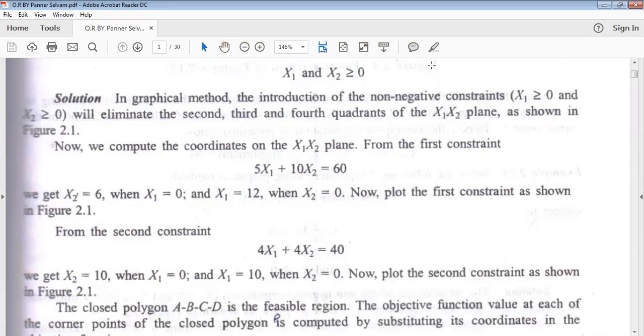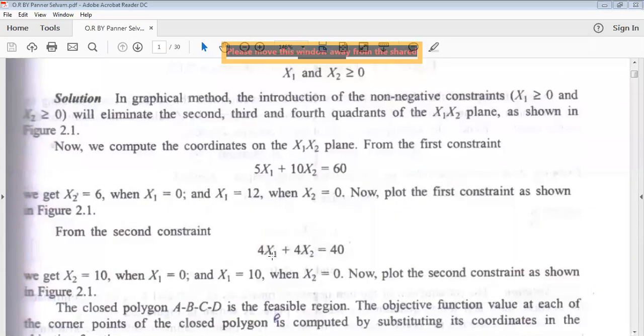Next comes the second constraint, that is 4x1 + 4x2 equal to 40. If x1 is equal to 0, x2 is equal to 10. And similarly, if x2 is equal to 0, automatically x1 is equal to 10. Therefore, the coordinates are 10, 10, whereas in the first case they are 0, 6 and 12, 0. So this is the way you are going to get the coordinates.